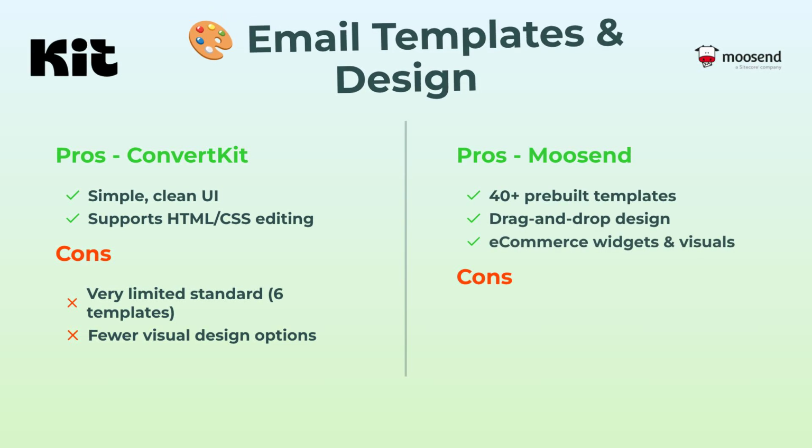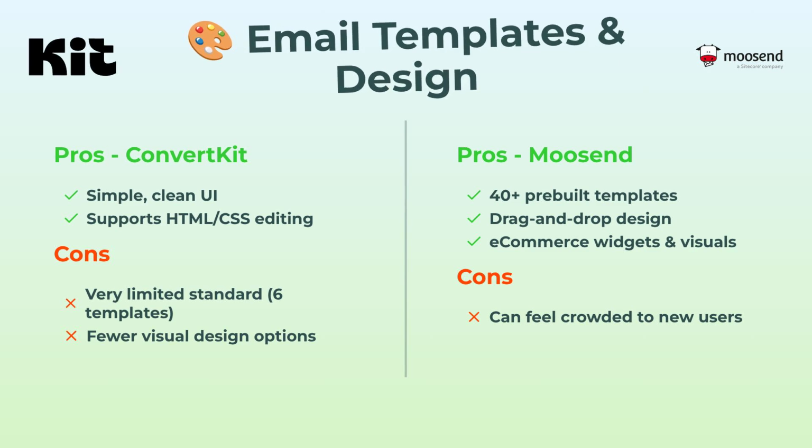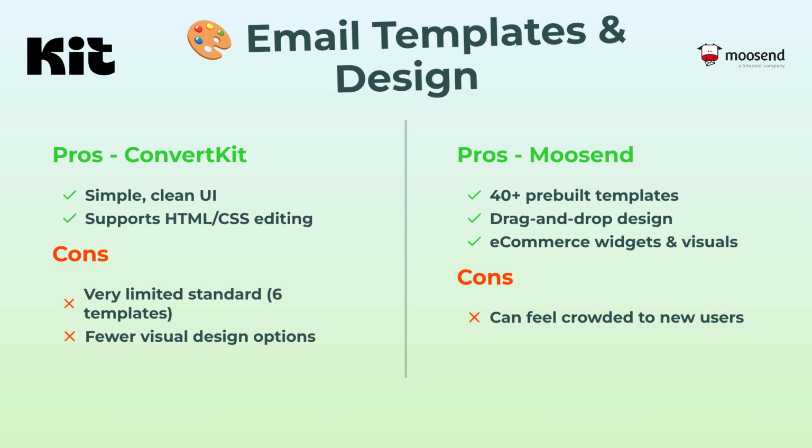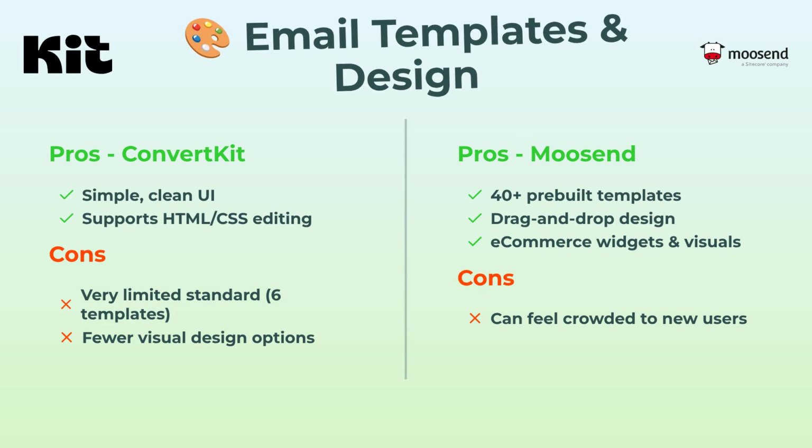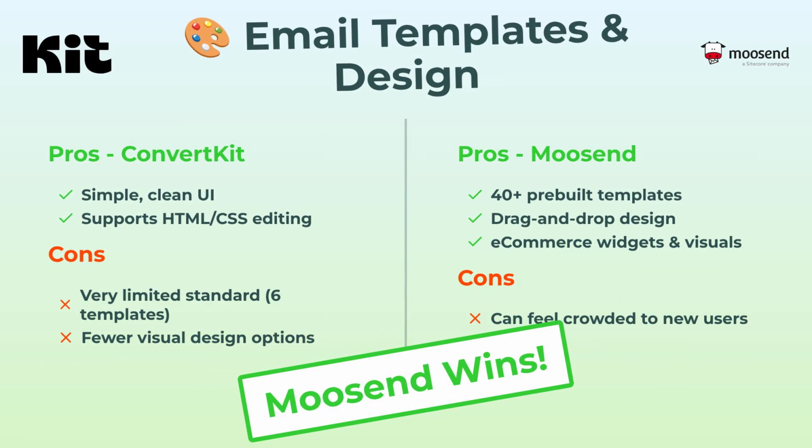Now, Moosend comes charging in with more than 40 pre-built templates, a snazzy drag-and-drop designer, and even special e-commerce widgets. Hello, product grids and dynamic visuals. Honestly, the toolbox is huge compared to ConvertKit. It can feel a little crowded when you're just starting, but if you want options, Moosend's the clear winner here.